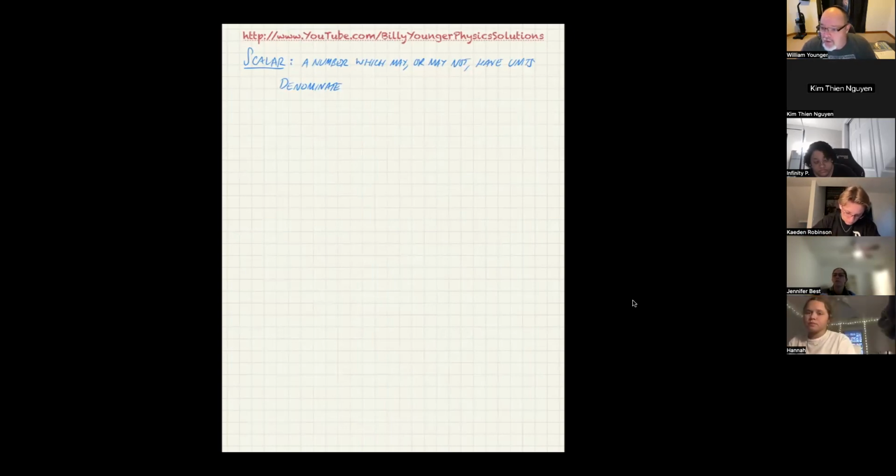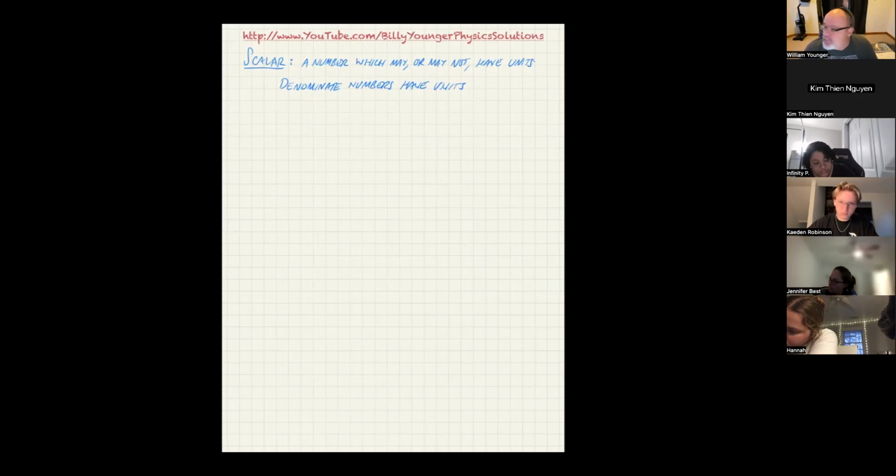A ratio is basically a fraction with two numbers having the same units, whereas a rate is two numbers, one on the top and one on the bottom, having different units. So the numbers that actually have units are called denominate numbers. But I promise you that word never really comes up in physics. It's more a matter of stuff you learn in your mathematics classes.